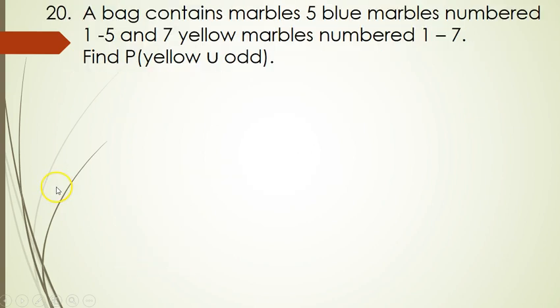Okay, our last problem. A bag contains marbles: 5 blue marbles numbered 1 to 5, 7 yellow marbles numbered 1 to 7. Find the probability of yellow or odd, okay? So on this one, again, we want to find out the total number of marbles. So we're going to add the 5 plus the 7, that's 12.